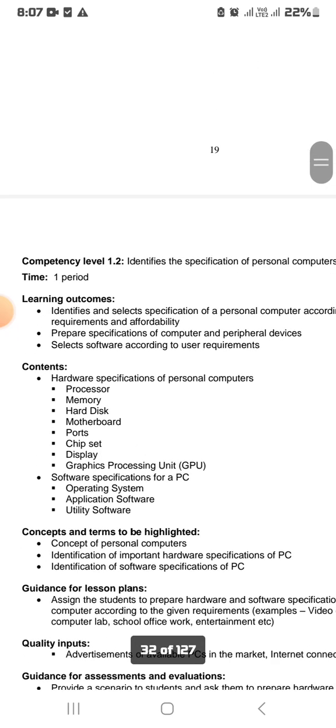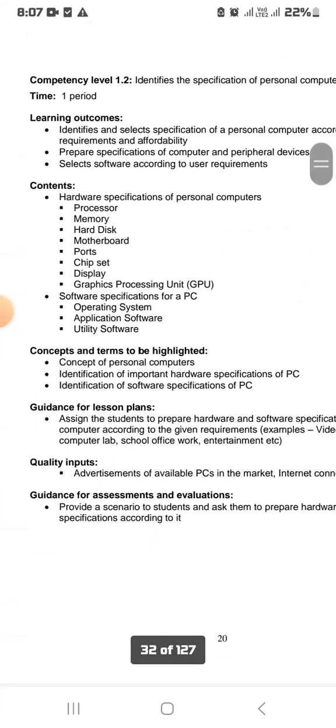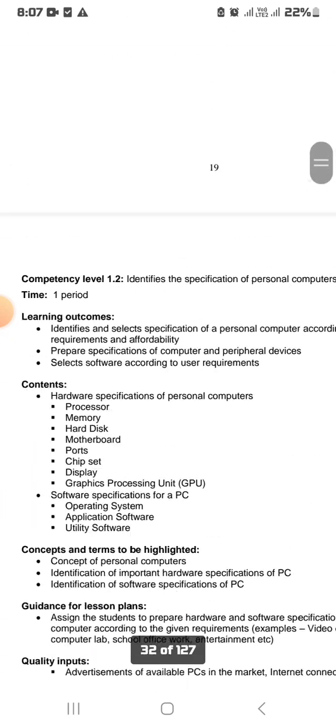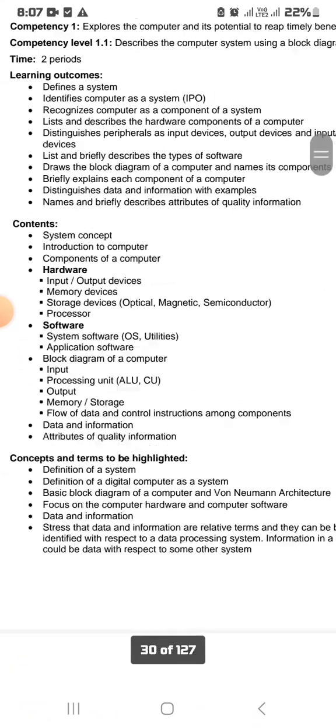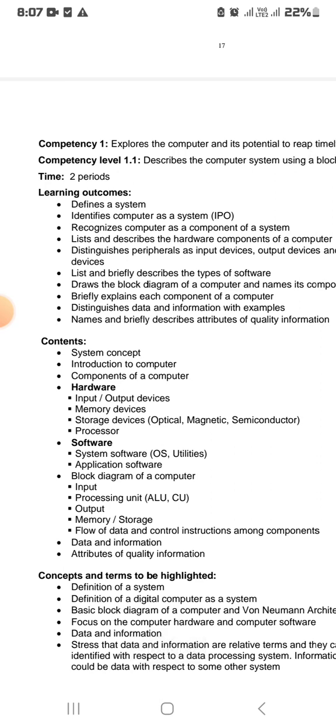The next one is also competency 1, 1.2. So this is the one which we want to study. So what is a system? What do you mean by a system? If you had studied information and communication technology in grade 10 or 11, if you had selected that, then you should know about the system. What is a system?